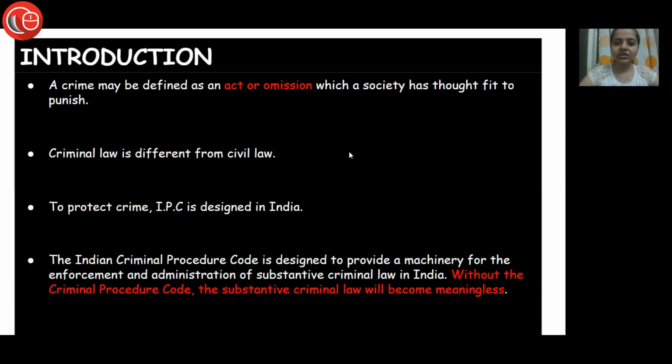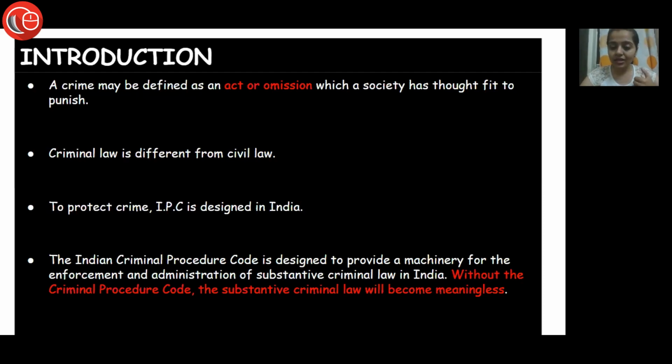Before getting into the details of the introduction, it is very important to understand what a crime is, because after all, the Criminal Procedure Code stands on a criminal branch. It is a branch of criminal law. A crime may be defined as an act or omission which a society has thought fit to punish. So you can highlight 3 points here: act, omission, and punish. Act is a positive act, and omission is an omission to do something which a person was bound to do by a law. And punishment, from the definition itself, it is very clear that the end result of a crime is to punish the offenders.